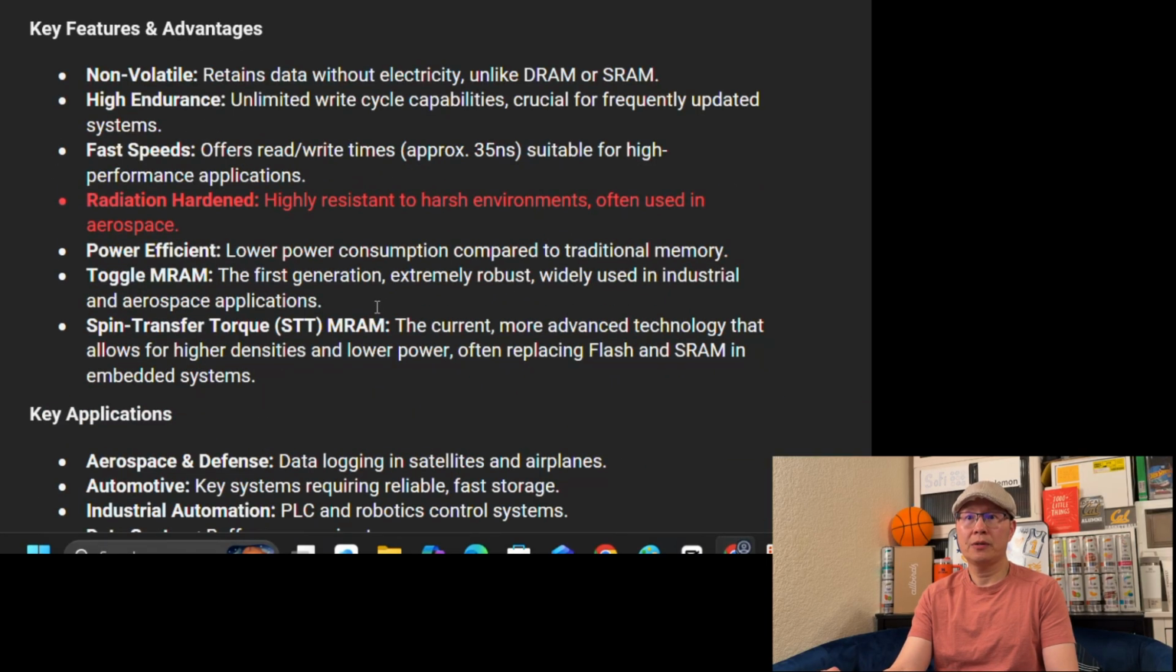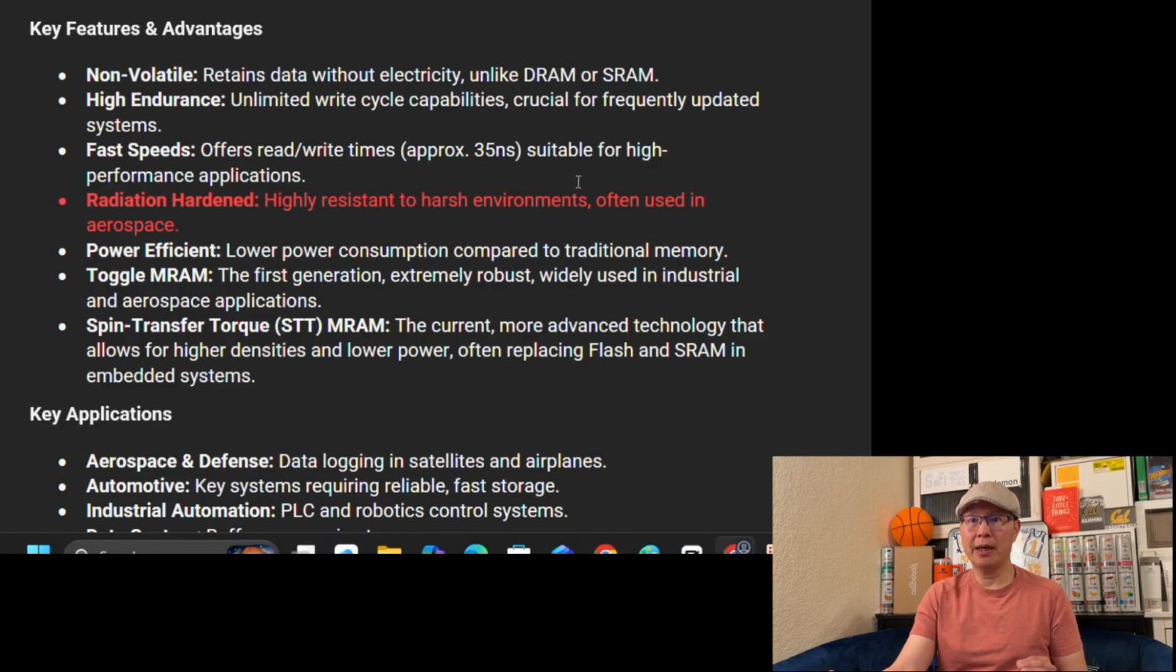Key features and advantages. Non-volatile. Being non-volatile, we have talked about it again and again, retains data without electricity, unlike DRAM or SRAM. So it's better than them. High endurance, unlimited write cycle capabilities. Unlimited. It lasts forever. Unlimited write cycle capabilities, crucial for frequently updated systems.